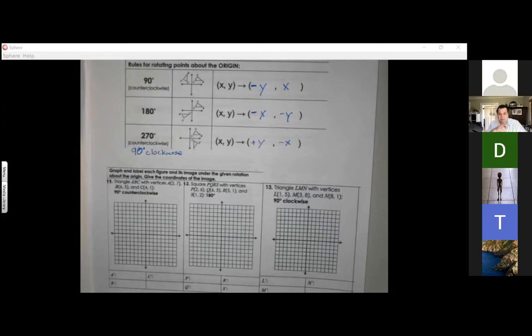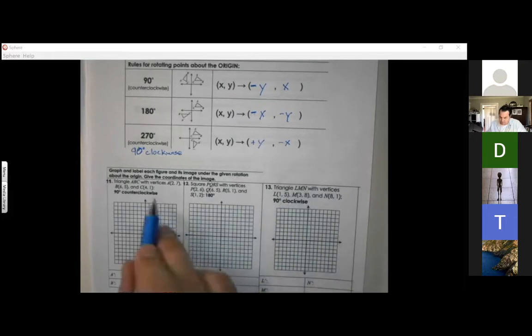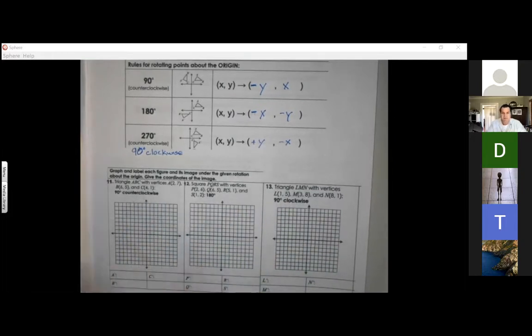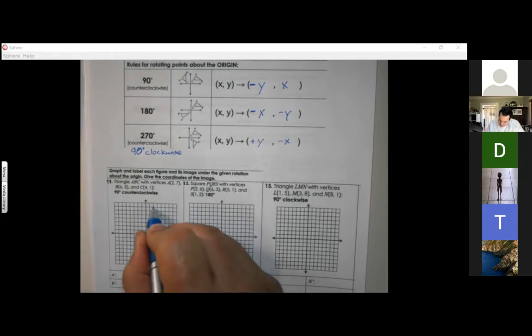Okay, so the first step is just to kind of plot the triangles. So would you all please plot these original shapes, a triangle, a square, and a triangle, using these coordinates, and then we'll come back and do the transformations. Go. Starting from the origin, 2, 2, 6, 7. So there's my point A.